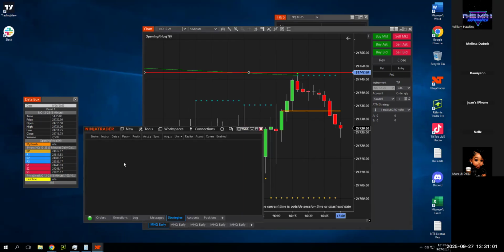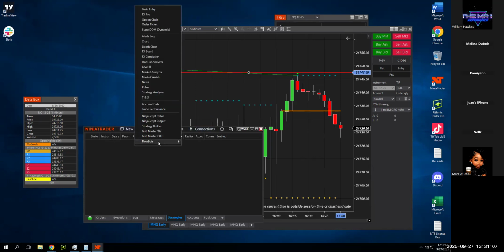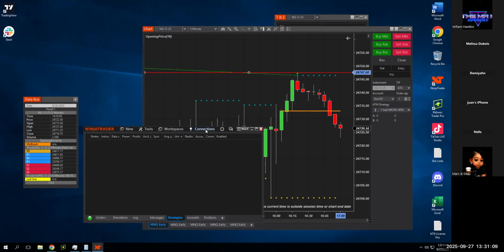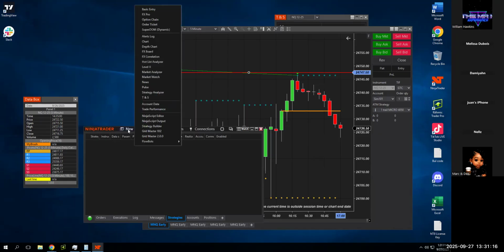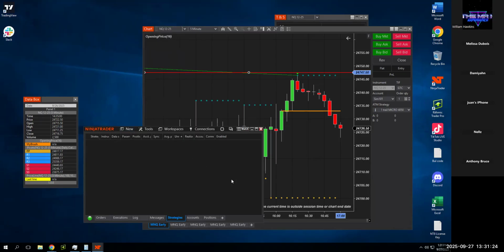This is not playback anymore. I had to get out of playback because it wouldn't open up my flow bot. That's when I realized that they updated everything, so none of the stuff that I added or downloaded works. I'm going to have to re-download everything. Anytime they do a new update, a lot of times you do have to re-download your bots or indicators. So I've got a lot of stuff to re-download now.